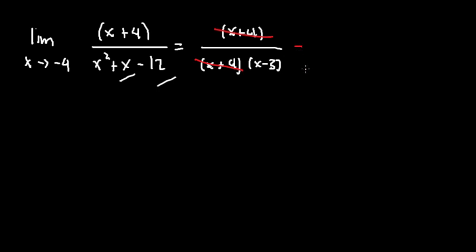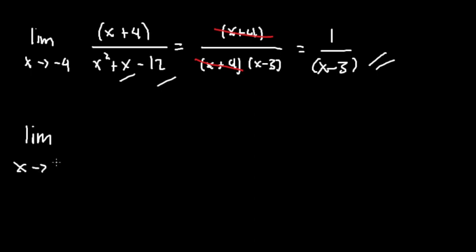So, ang ating limit ay x plus 4 divided by x plus 4 will just give 1, over yung natira is x minus 3. So, that's how you rationalize an indeterminate function. Kung nag-output siya ng 0 over 0, kung indeterminate function siya, that's one of the steps on how you rationalize an indeterminate function.